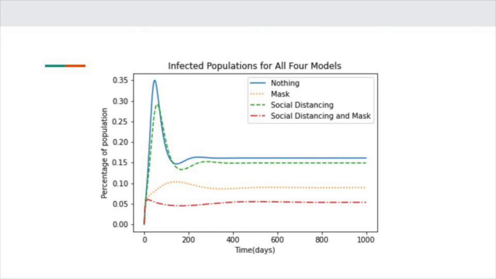And just to make it a little bit easier to visualize the infected curves, here we can see the infected curves for all four of the previously stated situations. And although here it looks like social distancing doesn't even have that big of an impact on the spread of the virus alone, when combined with mask wearing, it only amplifies the spread reduction and control of the virus. So it is still a very important piece to reducing the spread.